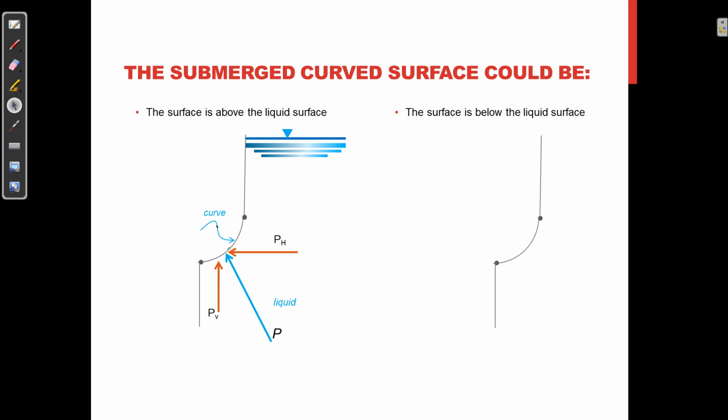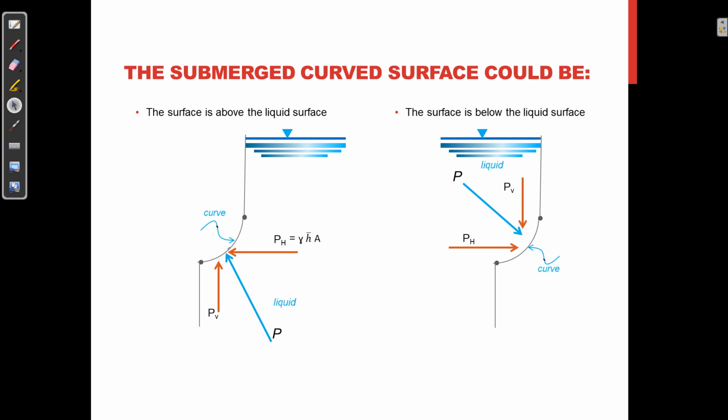And then for the other case, this time the liquid surface is at the left side. So again, there will be a value for the horizontal component of P, and then the downward vertical force P. So the basis of this direction is the liquid approaching the curved surface, and this will be the value of P.